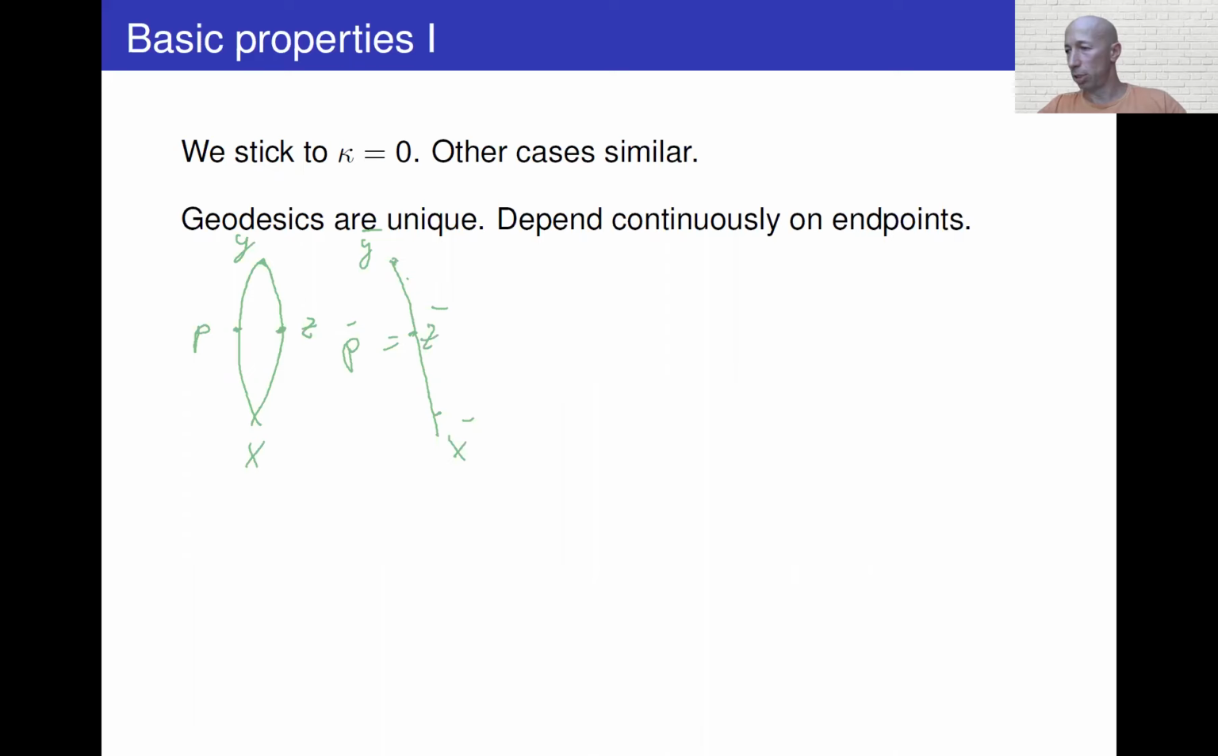Essentially a very similar argument proves that geodesics depend continuously on the endpoints. If you take two points, x and x1, which are close by, and y and y1, which are close, then the statement is that the geodesics between x and y and between x1 and y1 are close. And this we do in two steps. We first consider the triangle x, y, y1, and we see that the geodesic xy1 is very close to the geodesic xy, just because it is the case in the comparison triangle, where one side has a definite length and the other side is rather small. Then we compare this middle geodesic with the geodesic on the right and see that they are also close.